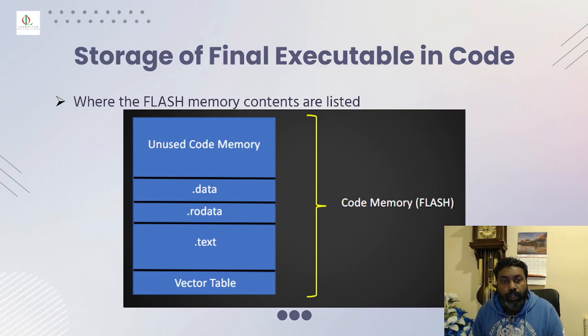Now let's see what the final executable code looks like. As you know, these will all be placed inside the flash memory. So inside the code flash memory, this is the structure it will get. Right at the bottom of the code memory, it has the start address and the end address.